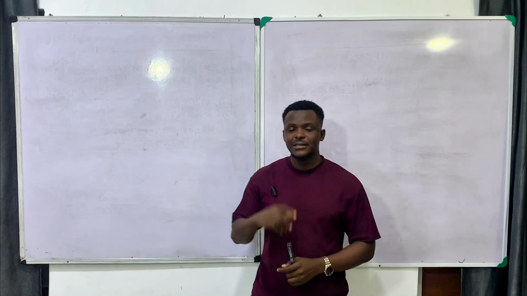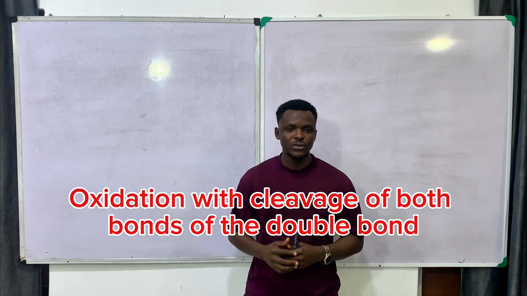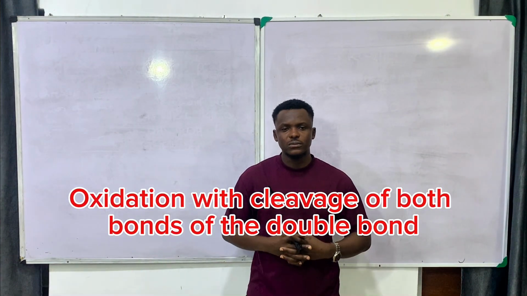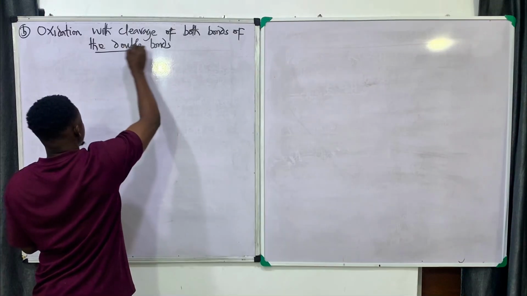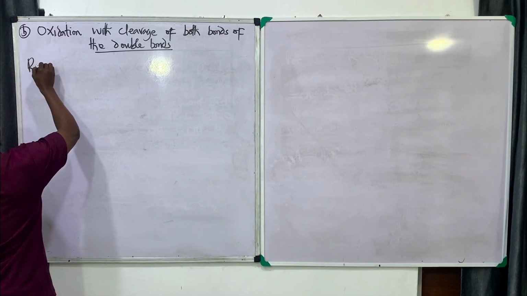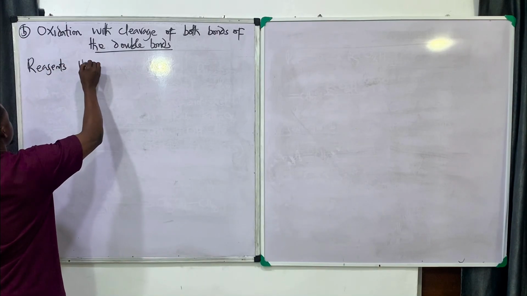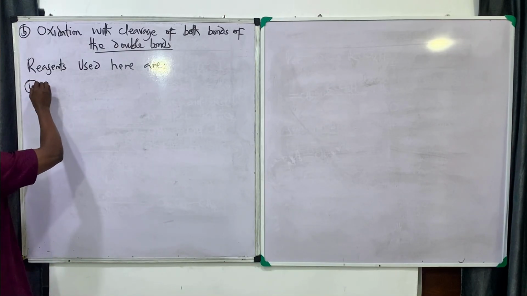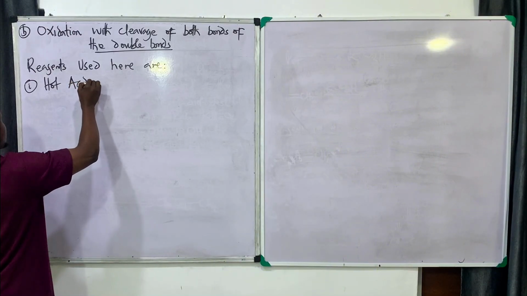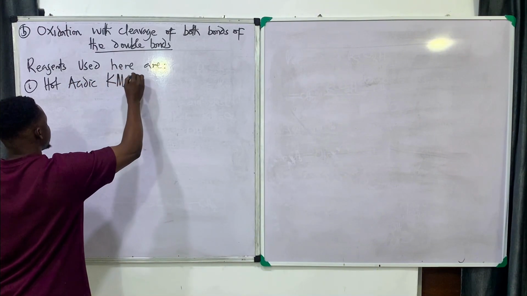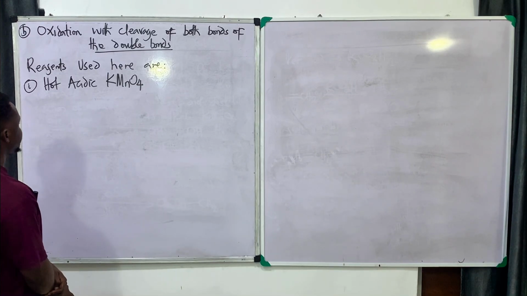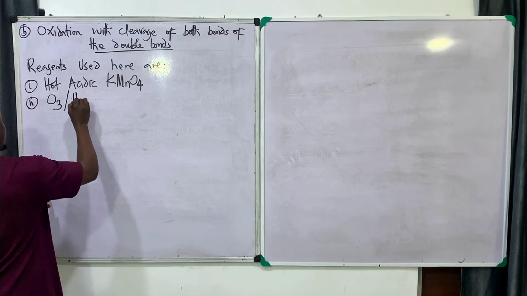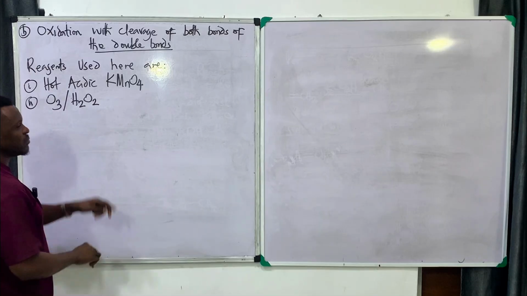So now we want to look at a case, oxidation by splitting the two bonds of the double bond. All right, so let's see how the product is going to look if you split the two bonds all at once. Now, what are the reagents that we make use of here? With the first one, we have hot, acidic permanganate. And the second one is ozonolysis followed by treatment with peroxide.